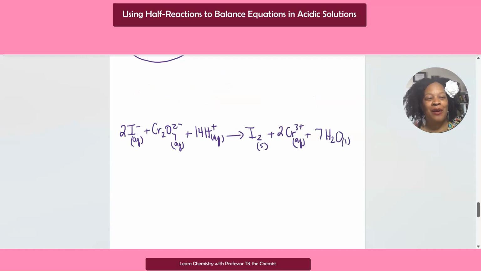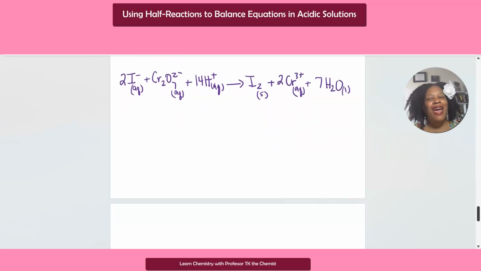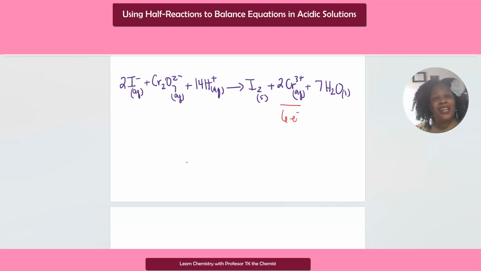Move on to the next step. Now, when you get to this next step, you've got to balance off your charges, your electrons. Anytime you have extra electrons hanging around, you've got to take care of those, okay? So how do we do that? Stay tuned. So now, as you can see, there are 6 electrons, because of the 2 times the 3 plus charge for chromate, you end up with 6 electrons.